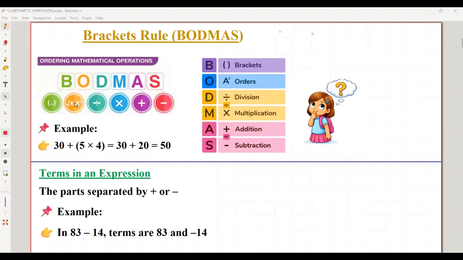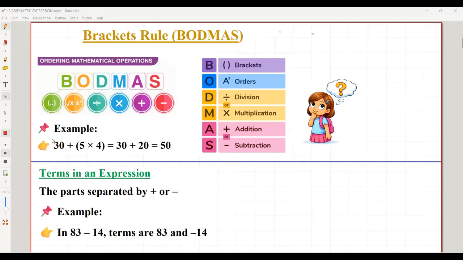square or square root, anything that comes, you have to solve the order. Next, division, multiplication, addition, subtraction. Now this is the order. B stands for bracket, O stands for order, D for division, M for multiplication, A for addition, S for subtraction. So this is the order, and you have to follow it.